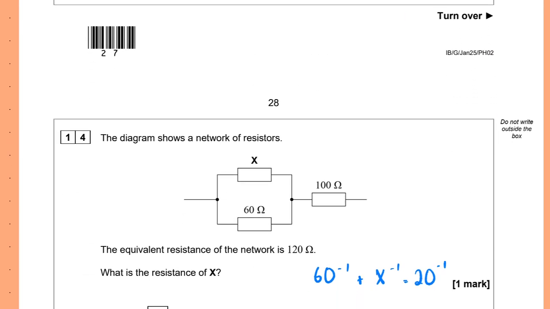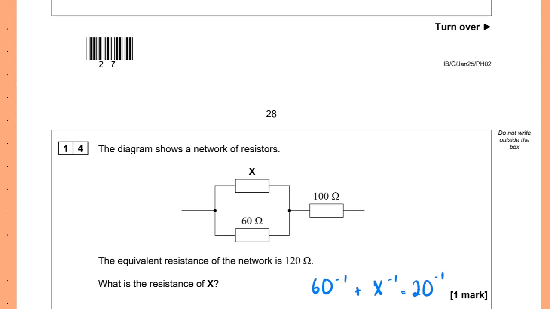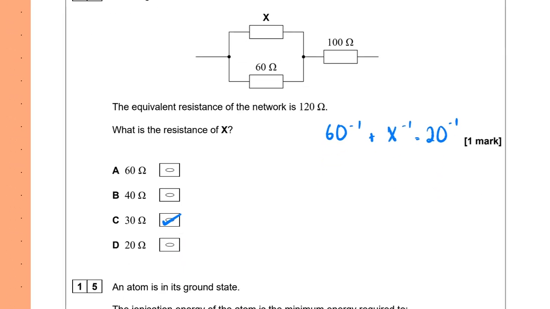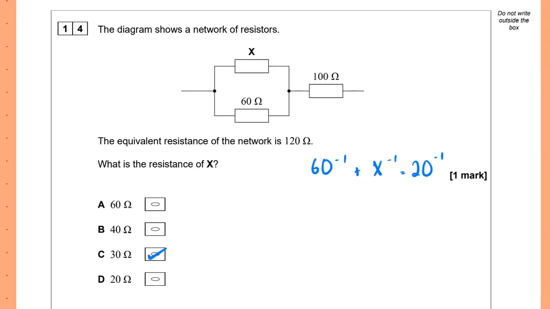Next. Question number 14, the diagram shows a network of resistors. Equivalent resistance is 120 ohms. I know this is in parallel with this, plus a 100 equals 120. So if I just subtract 100 on the other side, that means that the resultant resistance of these two is 20. So 60 inverse plus x inverse equals 20 inverse. You take this to that side, subtract. That is x inverse, which turns out to be 1 over 30. So you inverse that again to get 30.